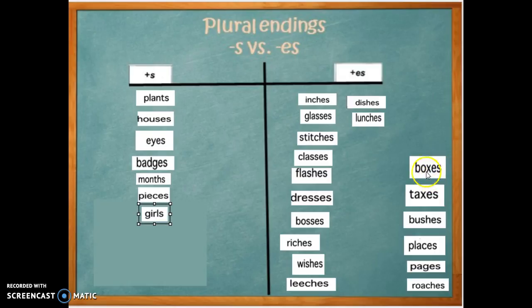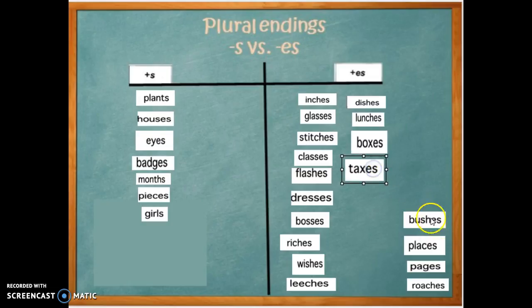Boxes. Definitely added an ES here, because box would be singular. So bring it over there. Taxes, same thing. Tax is singular. ES is the plural ending. Bushes, bush is singular. ES, plural ending.